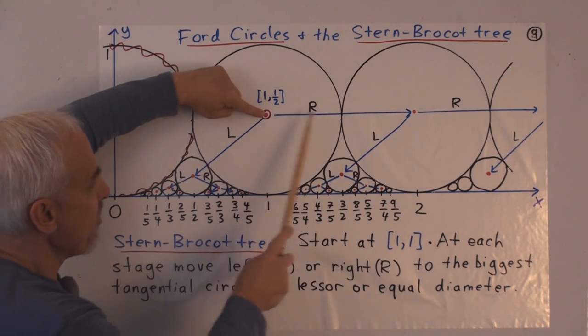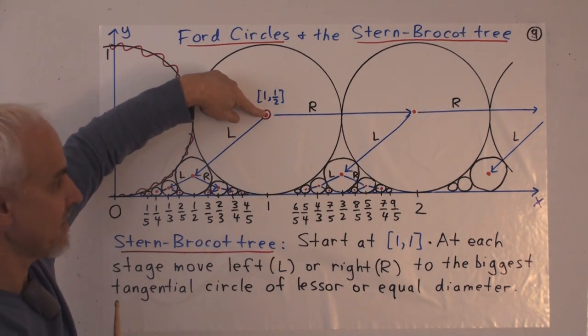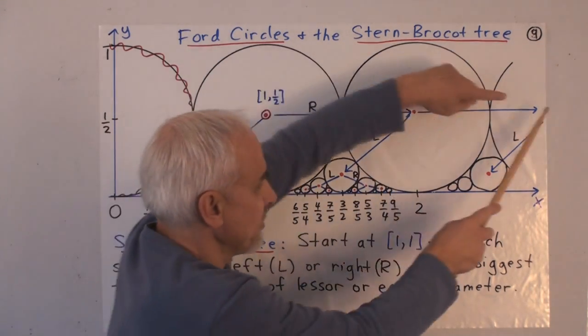So starting here, if we move right, well, then we move to this equal size circle. We go from here to here. And then another right would go from here to here, and so on.